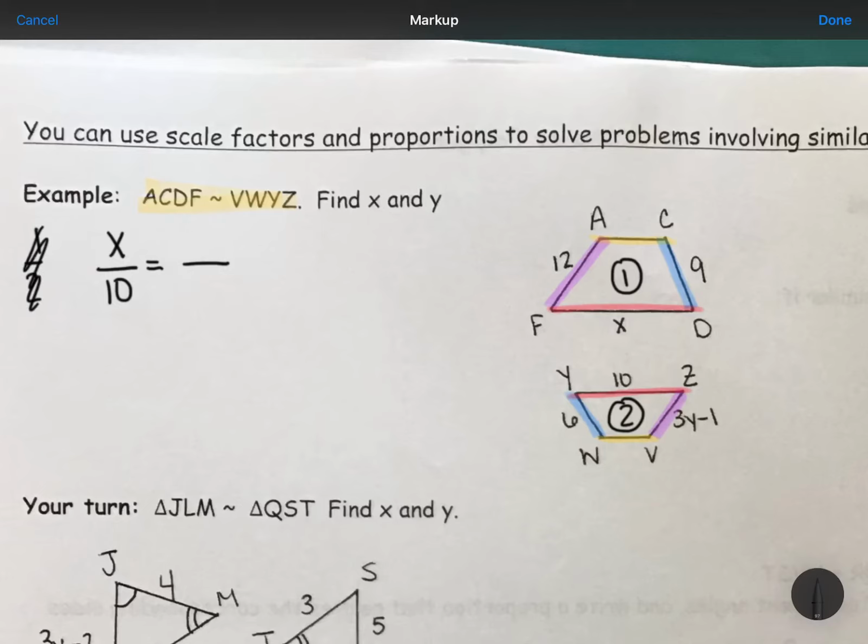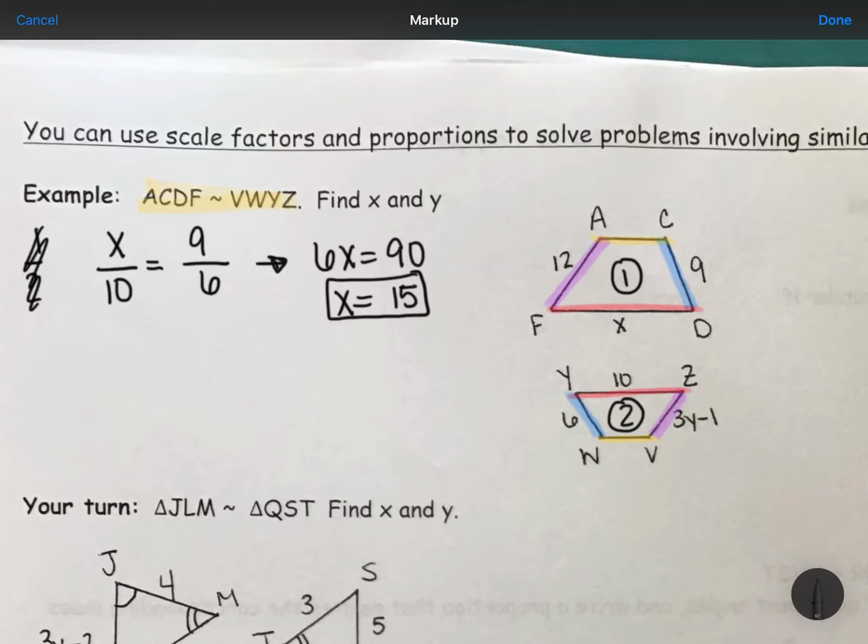All right, so we've got x over 10, and now I need other sides that correspond. I can't use the purple side lengths because they're 12 and 3y, and that's not going to help me. So I can use the blue side lengths because they're both numbers. I can use 9 over 6. Notice I did figure number 1 on top and figure number 2 on the bottom of my ratio. Together I've got a proportion I can solve. This gives me 6x equals 90. When I divide by 6, I get 15. So x equals 15.